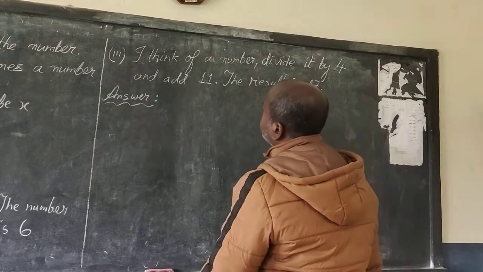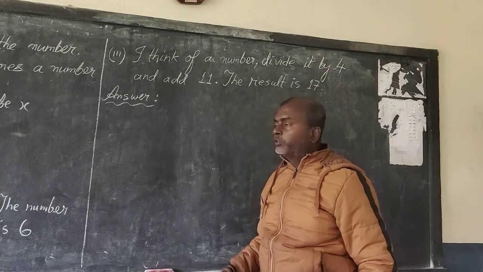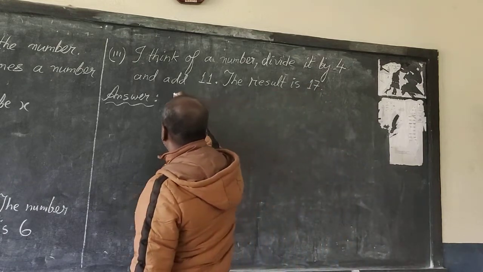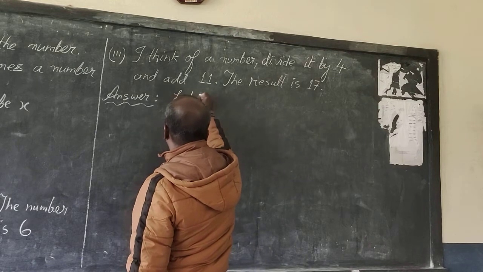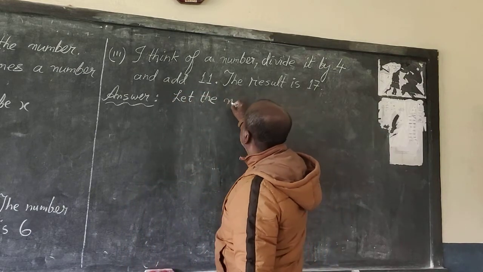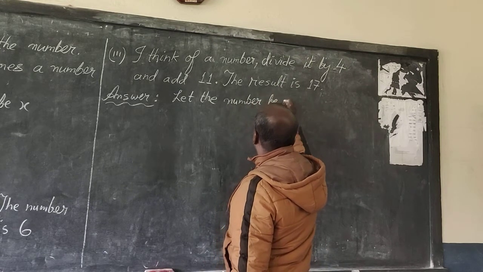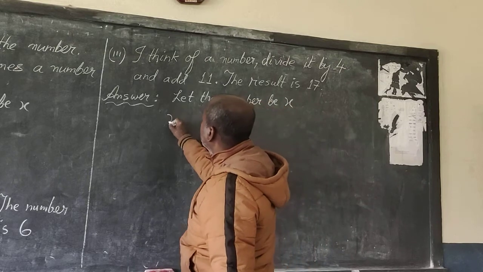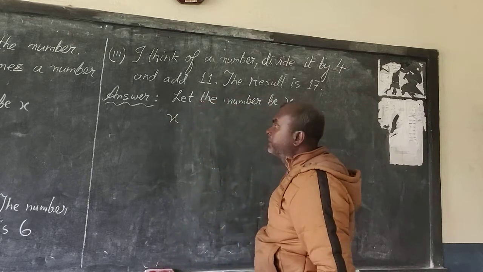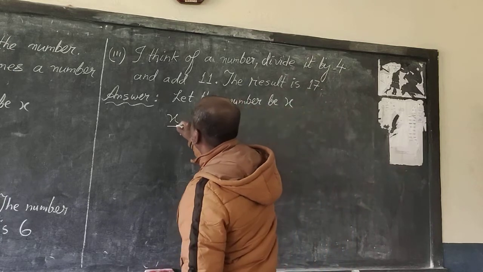Next question. I think of a number. What number is that? We don't know. So in the beginning only let us write, let the number be x. After writing this, we will read the question further. So I think of a number. The number is x. Divide it by 4. So here I divide it by 4.